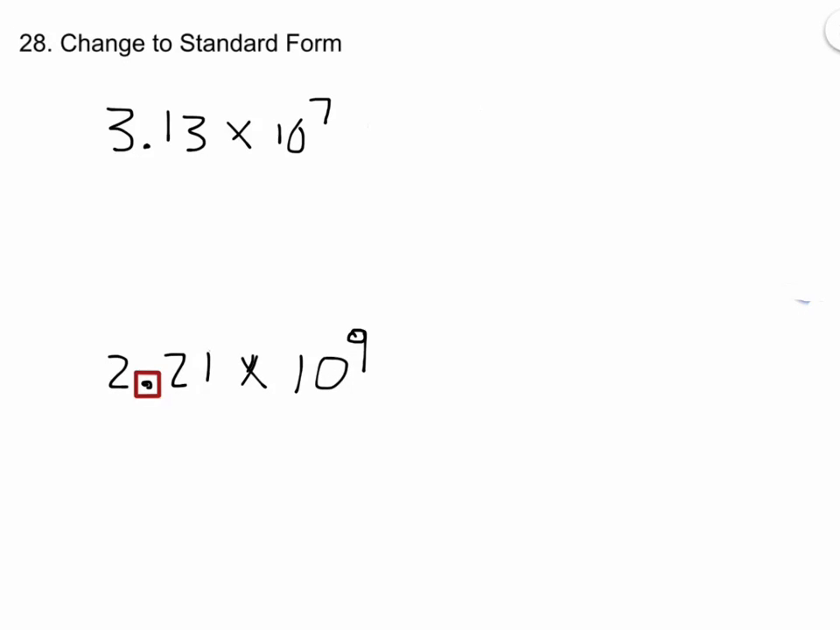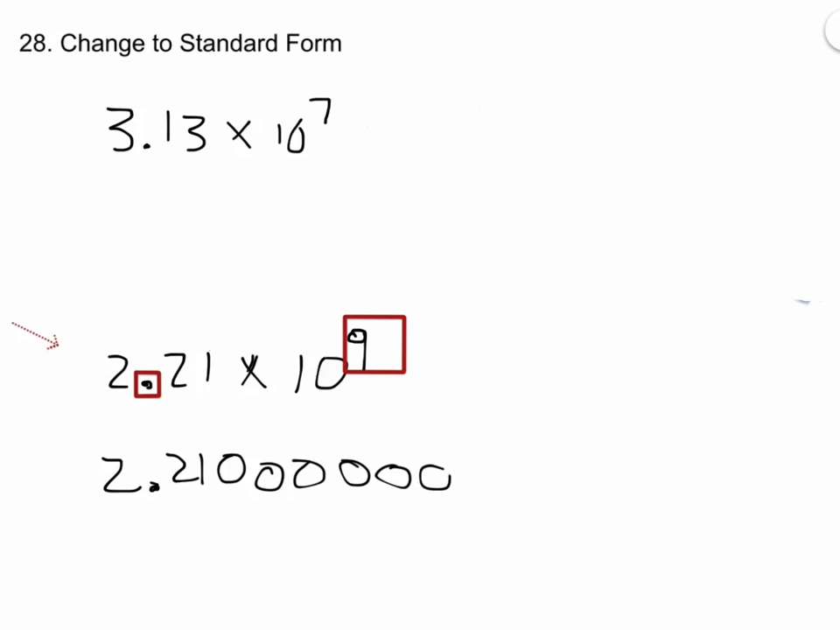So, I'm going to look at this bottom one here. So, how do I do this? I have to move the decimal place as many times as I see here. Right, that's a 9. So, this is going to move 9 times. So, 2.21, and I'm going to put a bunch of zeros. Okay, so, let's count it. So, 1, 2, 3, 4, 5, 6. So, if you count, there's 9 right there. I moved it 9 places.